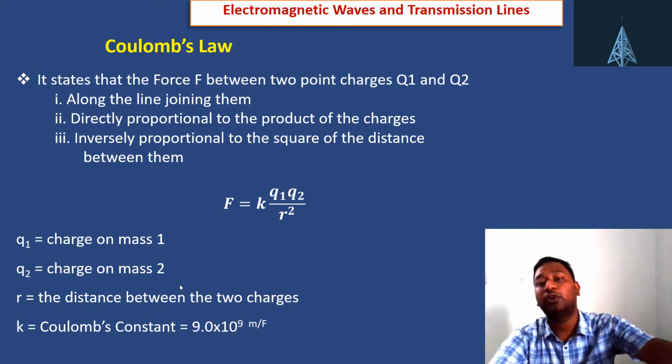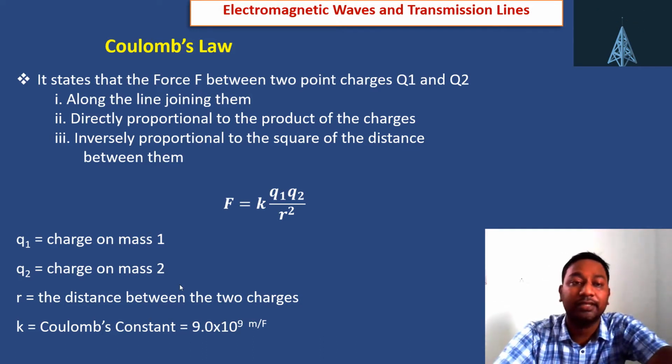The force between 2 point charges Q1 and Q2 along the line joining them is directly proportional to the product of the charges and inversely proportional to the square of the distance between them. We also represent it in vector form: F equal to 1 by 4 pi epsilon naught Q1 Q2 divided by R cube into R vector.